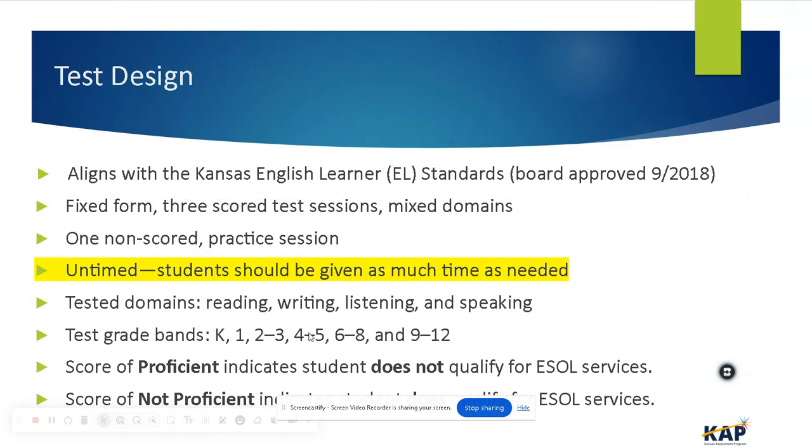Here's the test design. First, everything aligns with Kansas EL standards. It's a fixed form. It has 3 sections of mixed domains. These are the domains: reading, writing, listening, and speaking. It also has a non-scored practice session, and it also has a pre-screener. It's important to note that the test itself is untimed. Students have as much time as they need. There are different bands: one for kindergartners, first graders, second and third, fourth and fifth, middle school, and high school. So again, proficient means do not qualify for services. Not proficient means they do qualify for services.